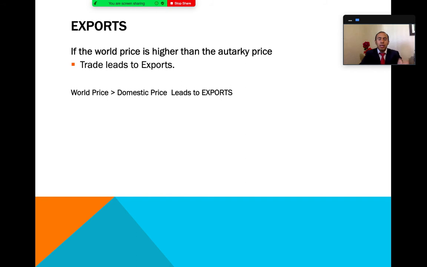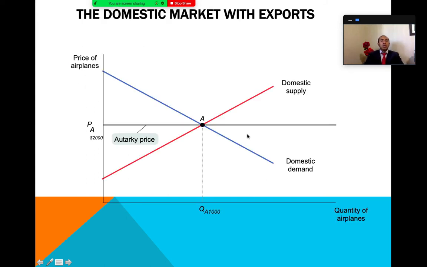So let's take a look at the export model and how, with the higher world price than the domestic price, trade is going to lead to the exportation of goods. And one of the fundamental products that the U.S. exports is airplanes, along with other highly technologically advanced products.